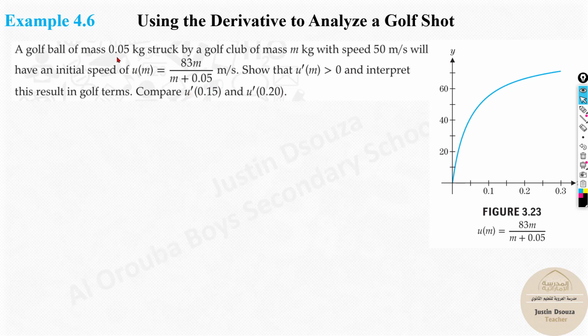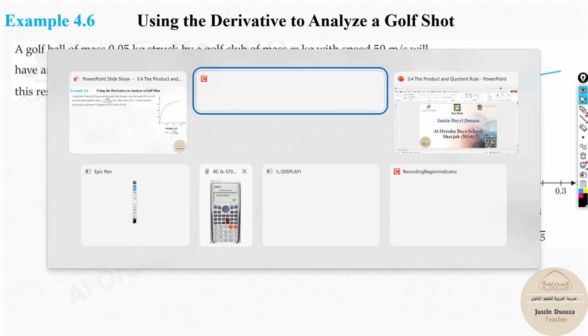Let's see. A golf ball of mass 0.05 kg struck by a golf club of mass m kg with speed 50 meter per second will have an initial speed of u of m equals this equation, meter per second. Show that u dash of m is greater than 0 and interpret the result in golf terms. Compare these two. Now this is the mass m. So you don't need to worry a lot, because whenever these x values are given, you can easily solve it in calculator. You can use the product rule and solve. Otherwise, just use your calculator over here.